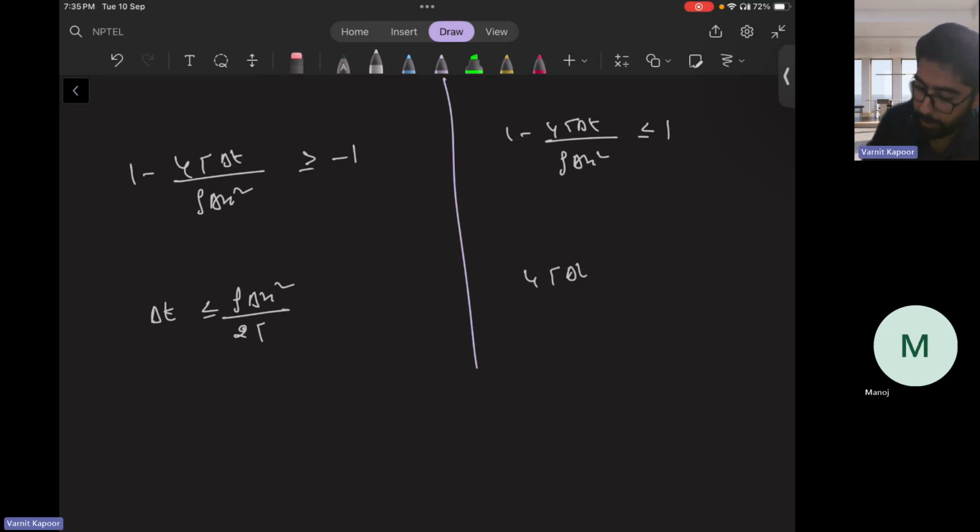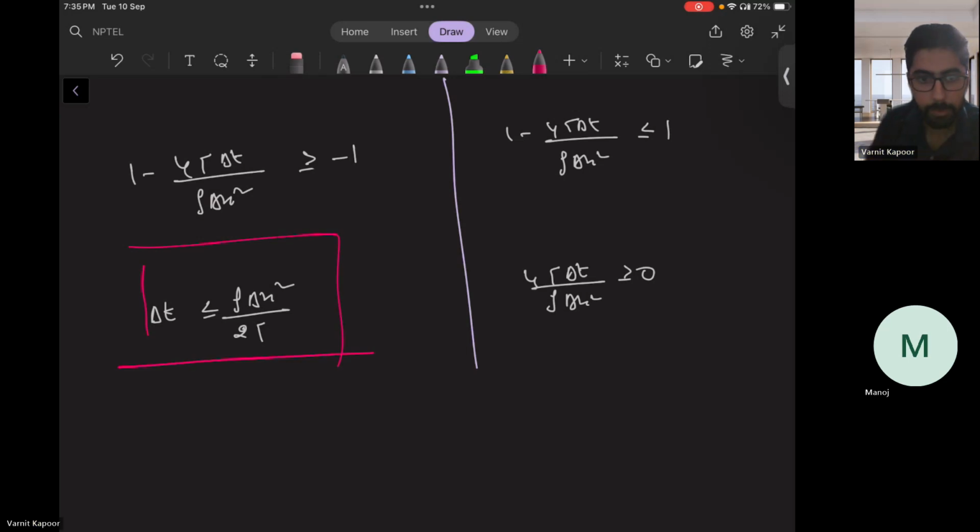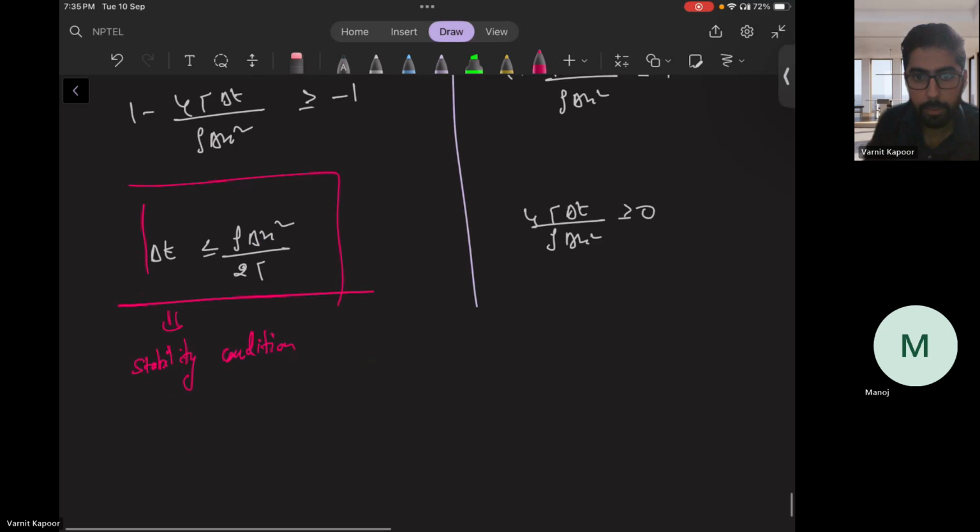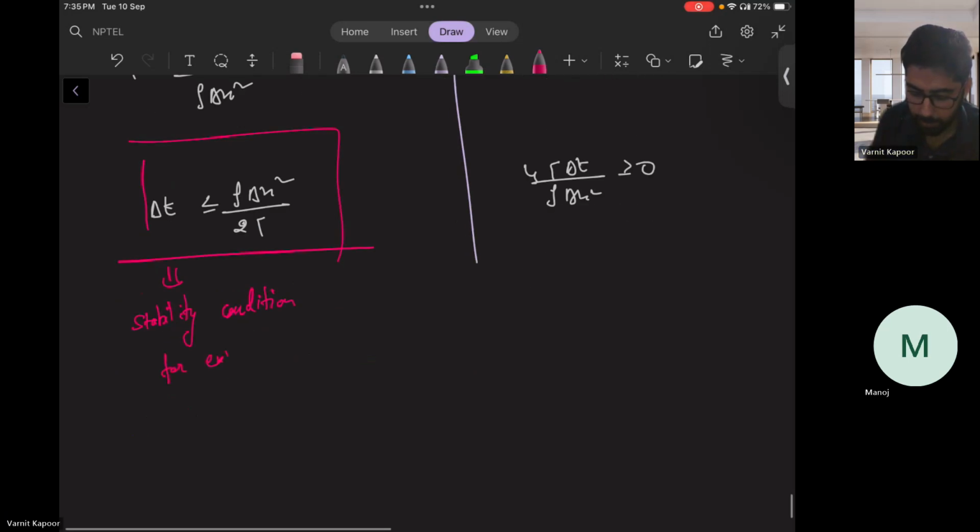And from here, it will be 4 gamma delta t over rho del x square greater than or equal to 0. This is the time step criterion which you have got for the stability condition for the explicit scheme as applied to the unsteady diffusion equation. This needs to always be satisfied for the stability condition for the explicit scheme. Now you can similarly do it for the implicit scheme also, which will come out to be unconditionally stable.